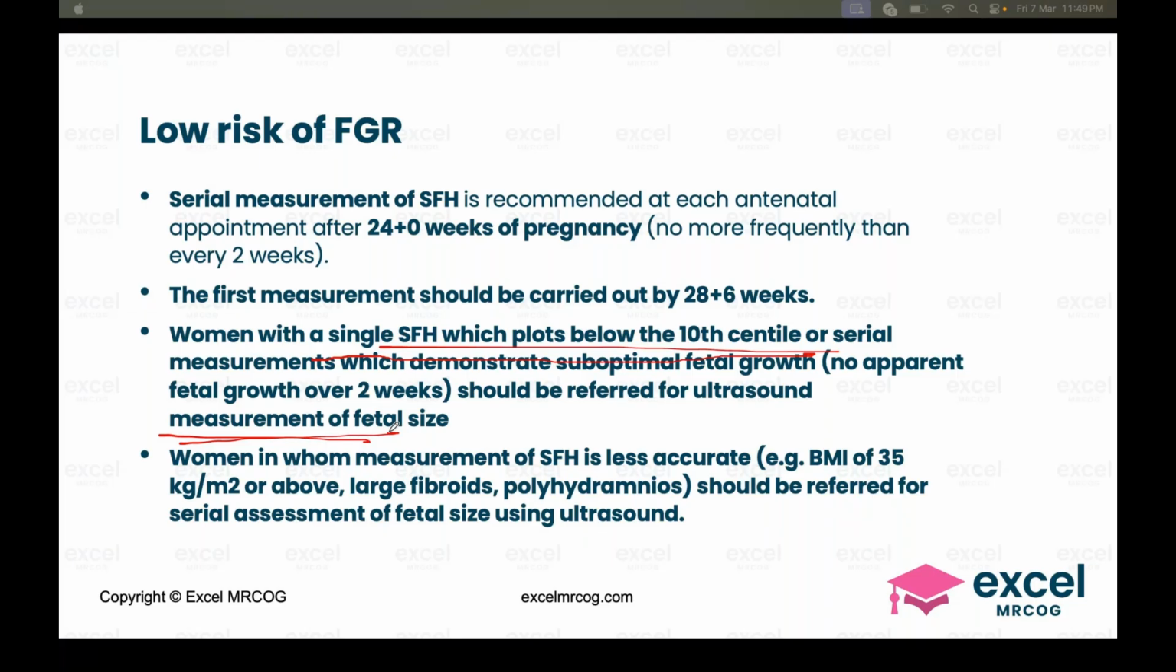But when you can rely on symphysiofundal height, the first thing is you start measuring it after 24 weeks, at least by 28 weeks, 6 days. Then you plot it on the chart. If on the chart you find that it is falling below the 10th centile, or if you think that the baby is remaining at the same SFH, it is not growing over 2 weeks, not 1 week, over 2 weeks, then you do an ultrasound.